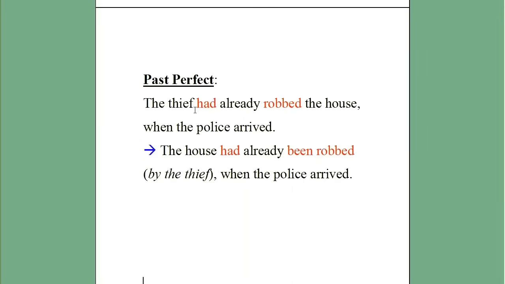Past perfect. The thief had already robbed the house when the police arrived. So we have the house. Again, we make it the subject. What happened? The house had already been, the verb to be in past perfect, had been. What? The third participle of the main verb, robbed in this case, by the thief. It is obvious. We don't need this kind of information. We can omit that. When the police arrived. So the house had already been robbed when the police arrived.